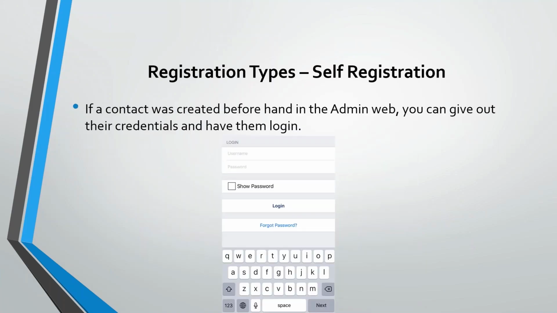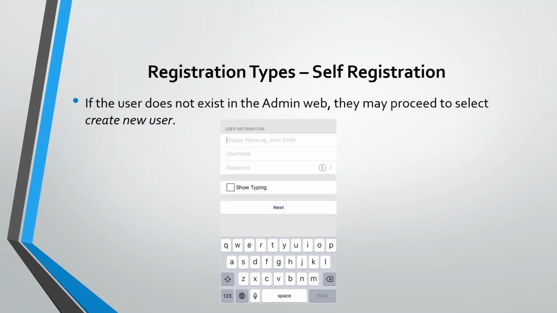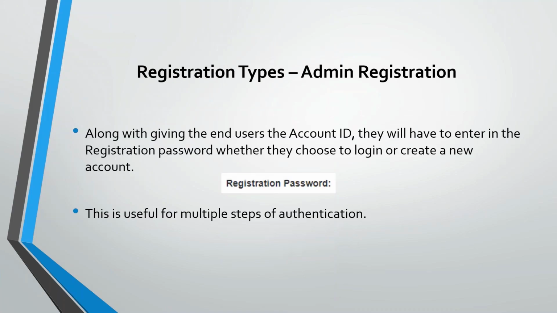Now, if we already have the login information for this specific user, your admin will be able to hand that information out, and the user can just log in right from here. If they don't, we'll hit the create a user screen, and then they'll be directed to this screen instead, and they can put in their information, their password, and go from there.